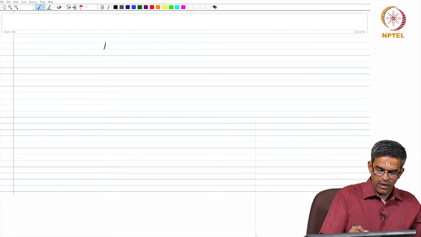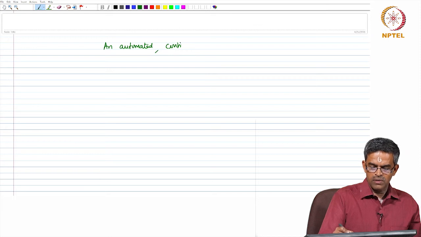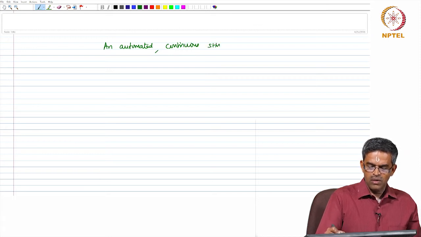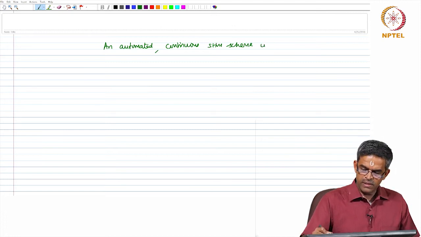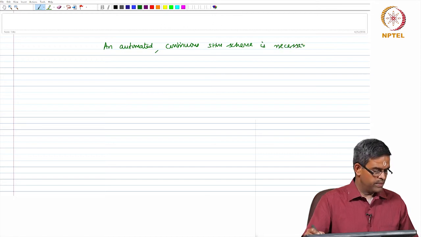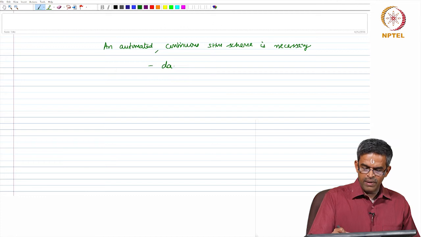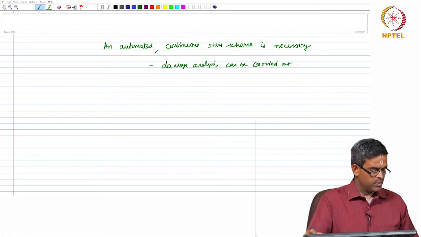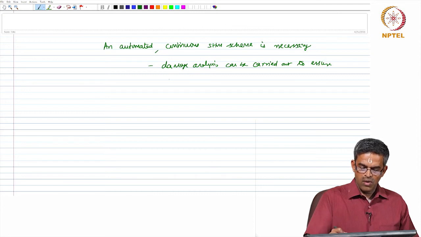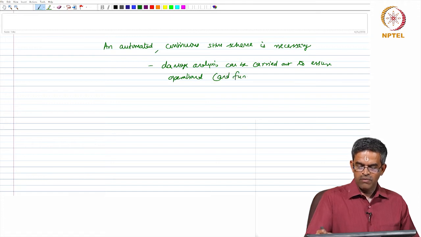Therefore, an automated continuous structural health monitoring scheme is necessary, because then the damage analysis can be carried out to ensure operational and functional safety.